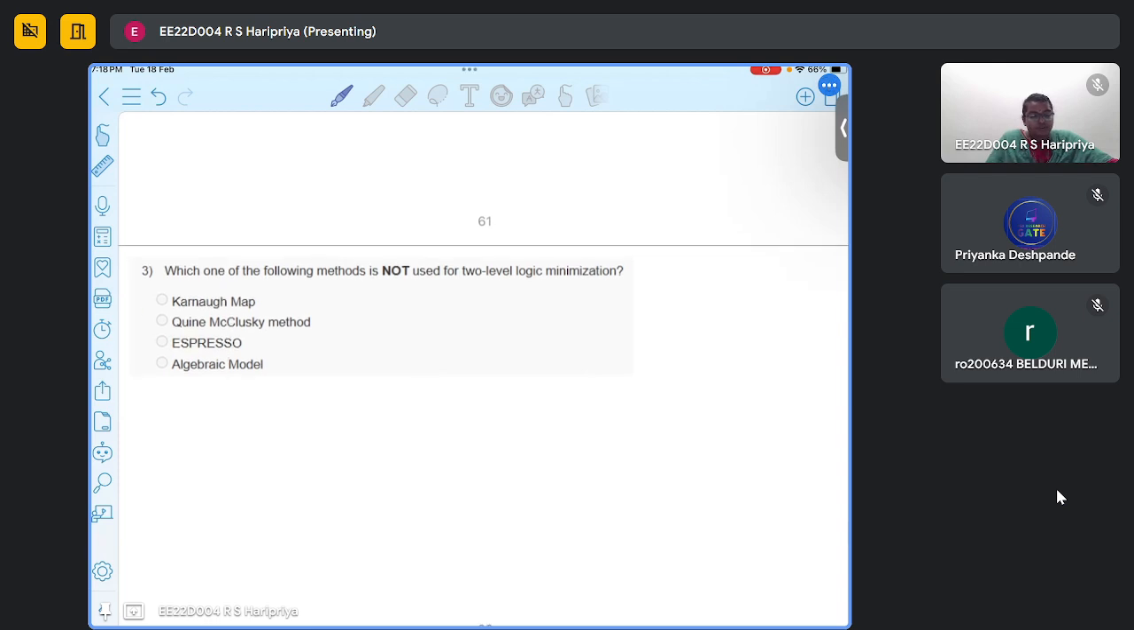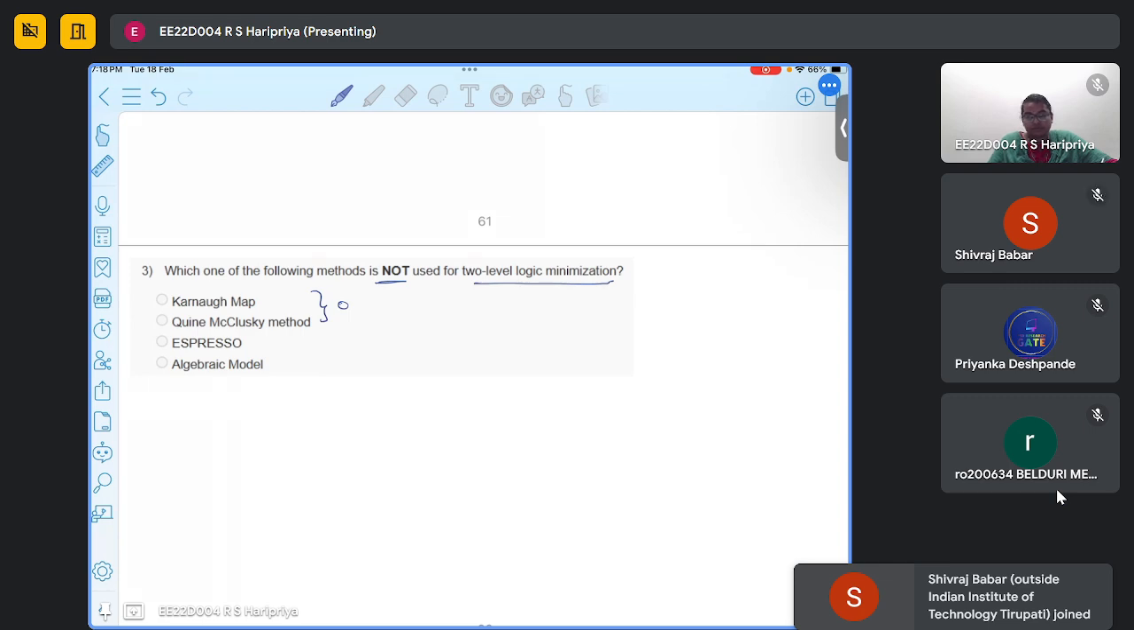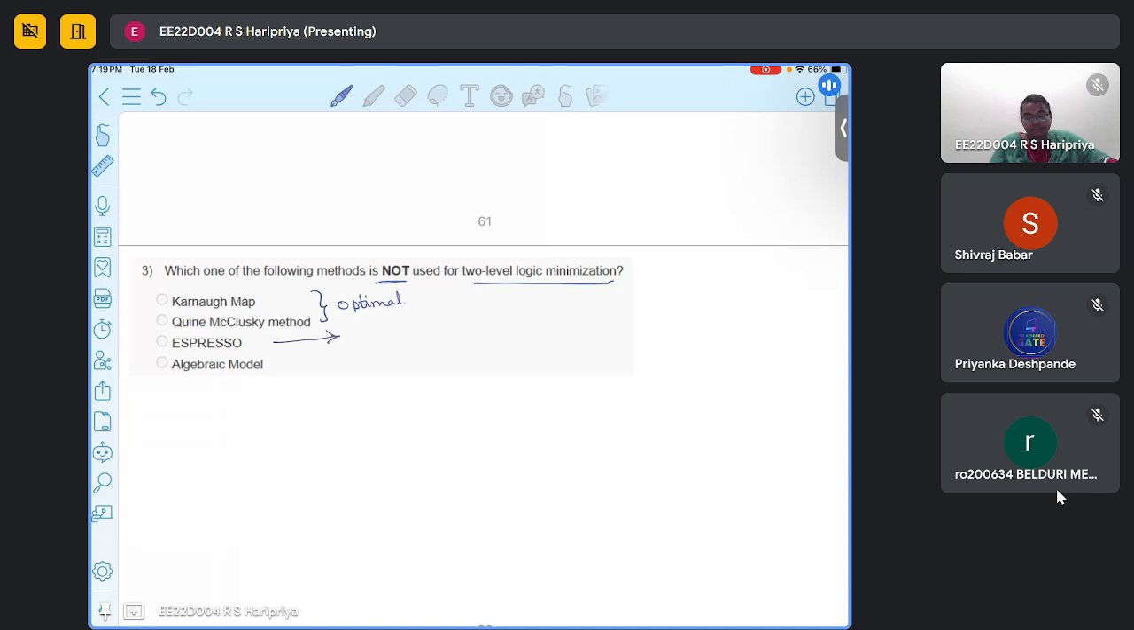Okay, next. Which of the following is not for two-level logic minimization? So we saw K-map and the Quine-McCluskey method, which gives the optimal solution. And Espresso is a heuristic-based method, so it gives a near-approximate solution, and all these are for two-level logic minimization. For multi-level logic, we use the algebraic method.